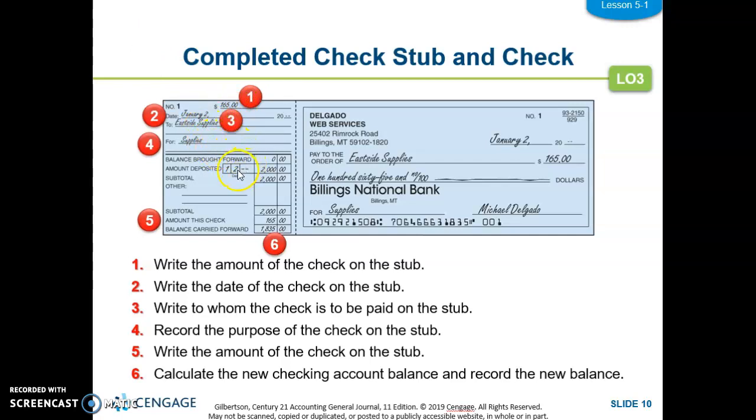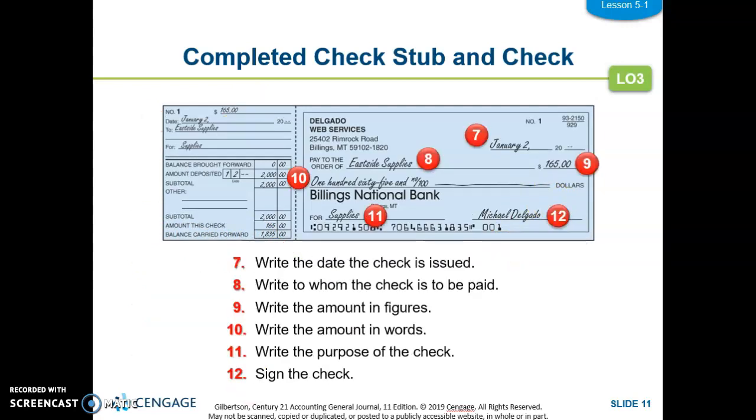Here you would record your balance brought forward from your previous check, but this is the first check, so the amount brought forward was 0, and we had recorded that $2,000 deposit. You will then put your subtotal. Sometimes there may be a bank service charge that's taken out, which we will get to later in this chapter. You would then record the amount of this check, which was $165, and then calculate your balance carried forward, which will be your balance brought forward on your next check.